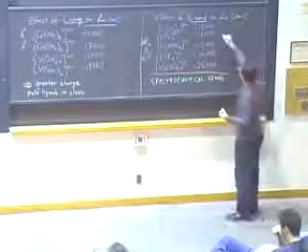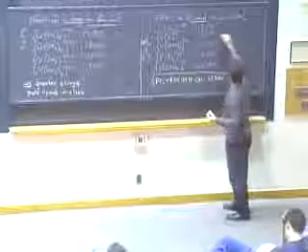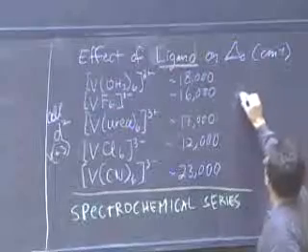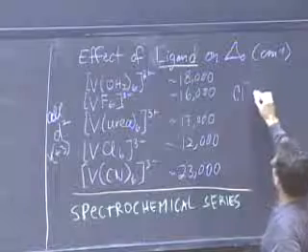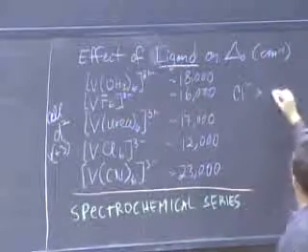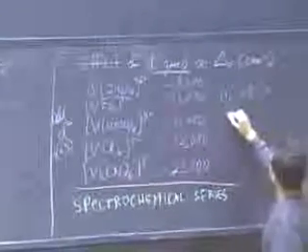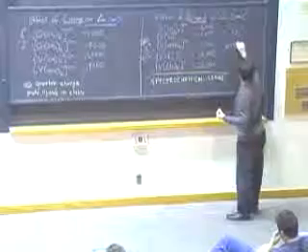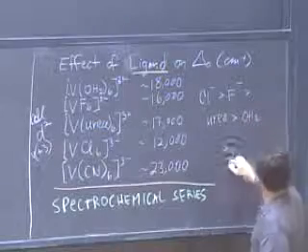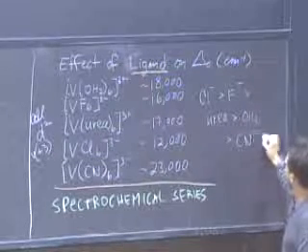And here what you see is that the weakest one is chloride. We have chloride, and then next was fluoride, and then next was urea, followed by water, and then the strongest in this small series of 5 was cyanide.